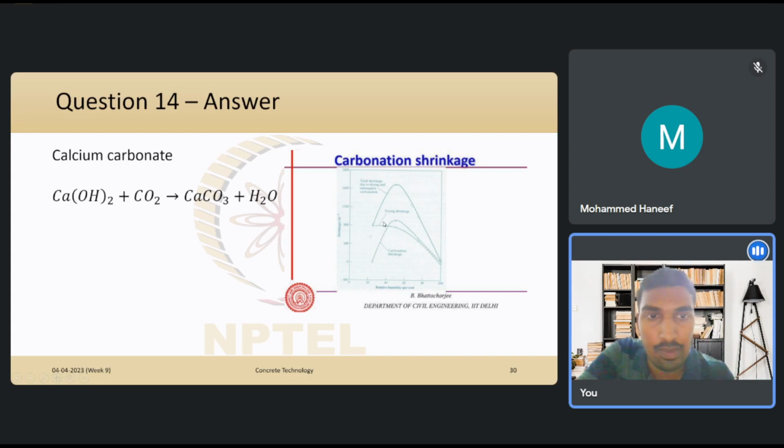Because the mechanisms are different, and these are different types, the total shrinkage will be whatever is due to drying and whatever is because of the carbonation shrinkage, right? So that is the total shrinkage that you will see, and that is given by the solid line.